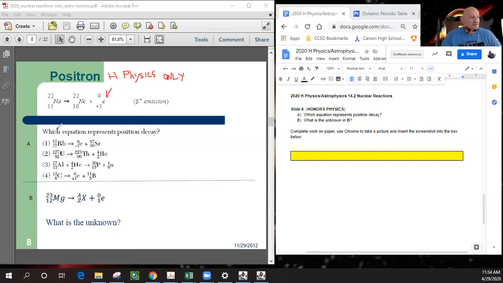And so the question here is, which of these equations here represents positron decay? Okay, I want you to go ahead and answer that on paper. And then finally, what's the unknown element? Okay, what is this unknown element right here? What is it? Okay, so do your work on paper, use your Chromebook to screenshot it and insert the picture right here.